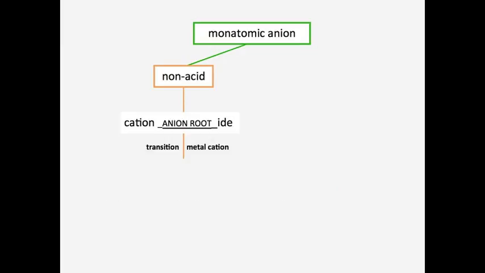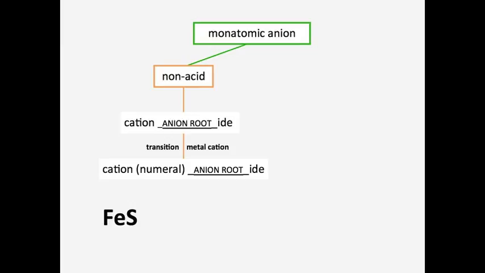If the cation is a transition metal with multiple potential oxidation states, you must indicate the oxidation state with Roman numerals within parentheses after naming the cation. Follow the same steps from before for the anion. Name the anion root and attach the suffix "-ide" to it.